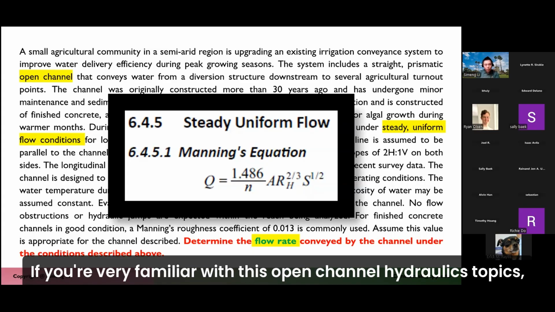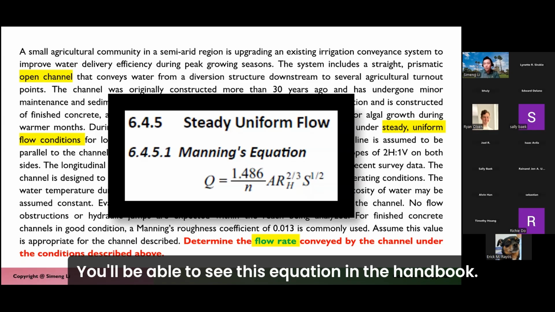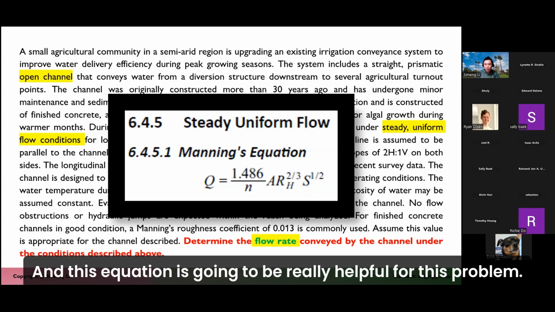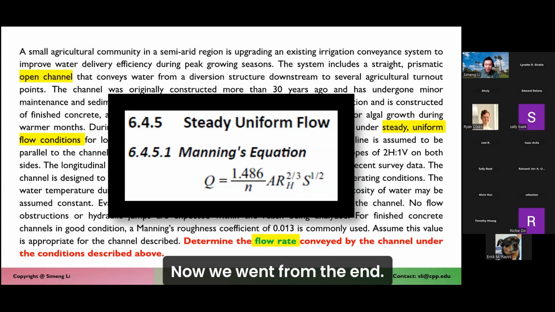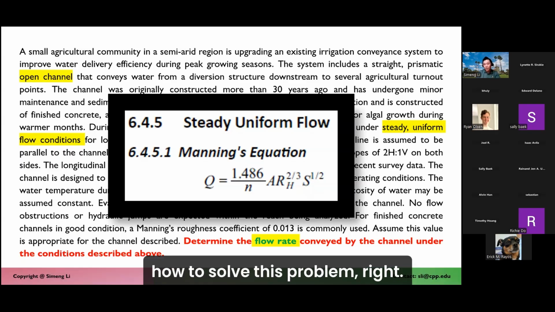So you type the keyword. If you're very familiar with these open channel hydraulics topics, you find the keyword Manning's equation or just Manning's. You'll be able to see this equation in the handbook. And this equation is going to be really helpful for this problem. Now, we went from the end. Now we find the equation. We're going to analyze how to solve this problem, right?